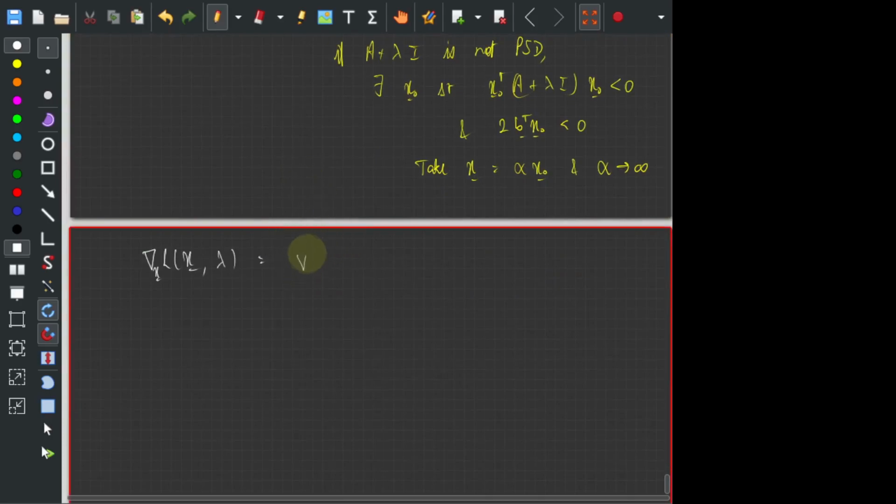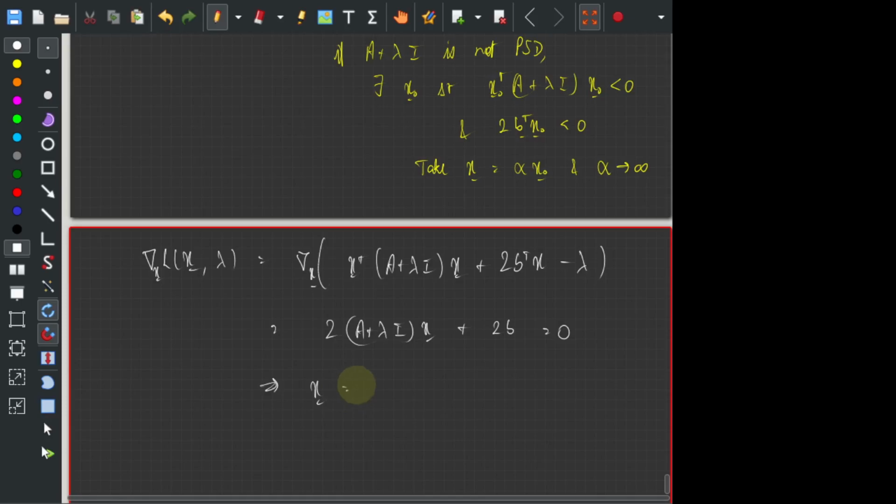It's the gradient of x transpose (A plus lambda I) x plus 2b transpose x minus lambda. The gradient is taken with respect to x. So it is 2 times (A plus lambda I) times x plus 2b. Set this equal to 0. So what should x be equal to?